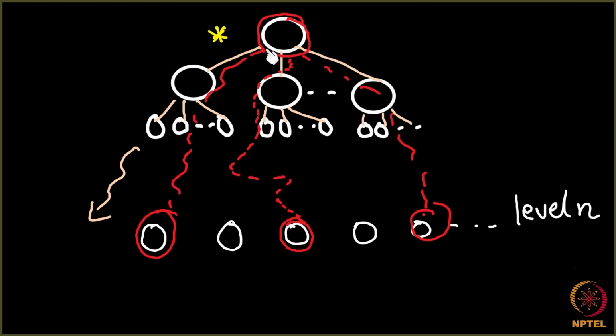So star event is the event that your infection reaches level n involving this edge, and something happens after this edge, any path. After this edge, infection can go through this edge and have some path, can go through this edge and have some path. But for sure, it comes from here. That is my event star. Okay. What do you think is the probability of this event star? What is the probability that your infection reaches level n through some of the paths here?